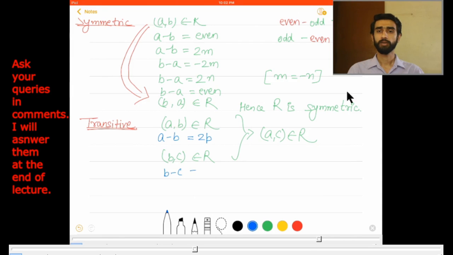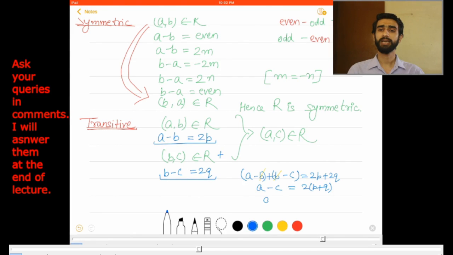Okay, let's write it as 2p, and b minus c is equal to 2q. I'm just writing 2p, 2q to show that these are even numbers. Now if you add two even numbers, what will you get? You will get again an even number. So I add both these equations. This will give me a minus b plus b minus c equals to this, and b will cancel each other. So a minus c equals to 2 into p plus q, and I can write a minus c is even.